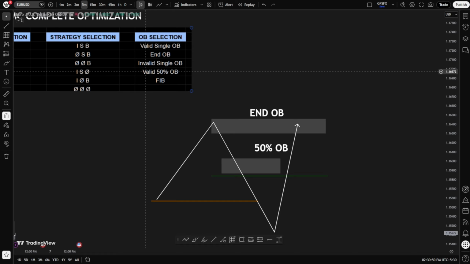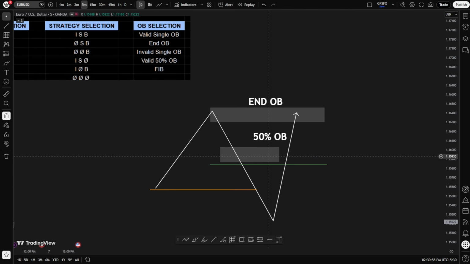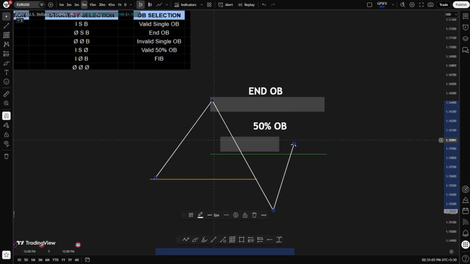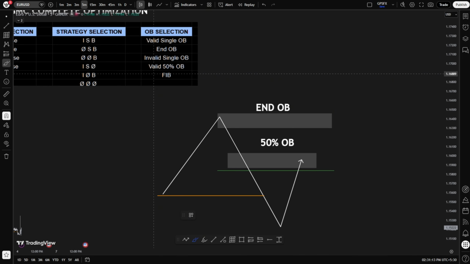So next is the valid 50% order block. I think you guys will understand what I mean by this. Usually this means the order block that causes a breakout structure. So let's say there is a 50% order block. If this 50% order block causes a breakout structure, we will call this a valid 50% order block. And you can actually trade this, but as you can see, even if this is a valid 50% order block, it's in the fourth place, right? So of course you can trade this if you want.